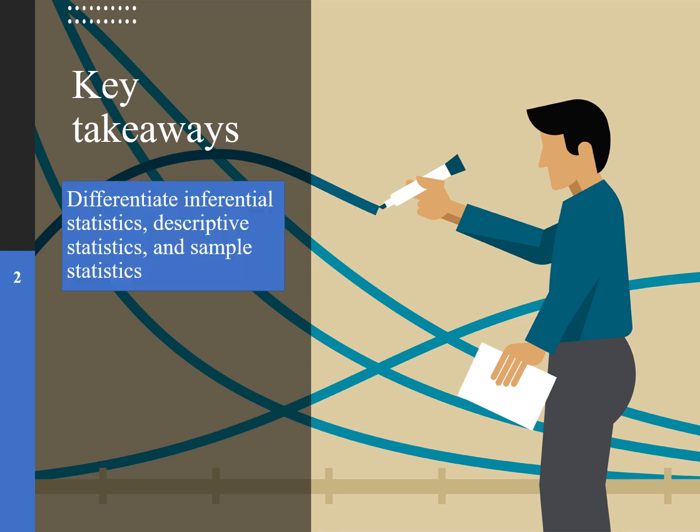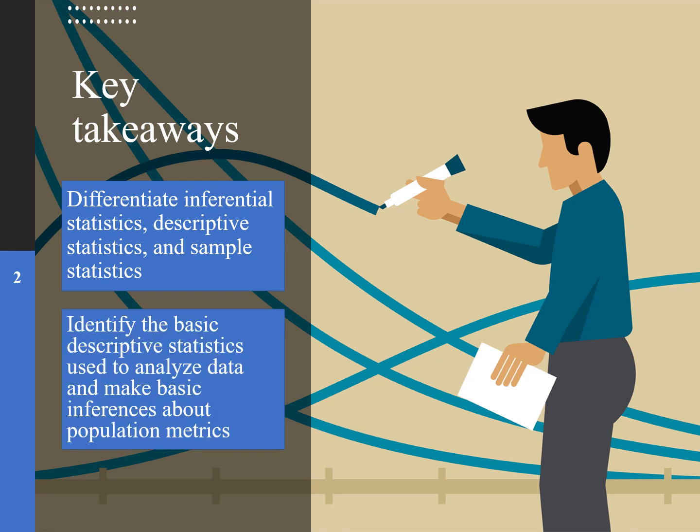The first is to differentiate inferential statistics, descriptive statistics, and sample statistics. The next is to identify the basic descriptive statistics used to analyze data and make basic inferences about population metrics. And finally, we're going to define the central limit theorem, and I'm going to give you an example of the central limit theorem in practice.